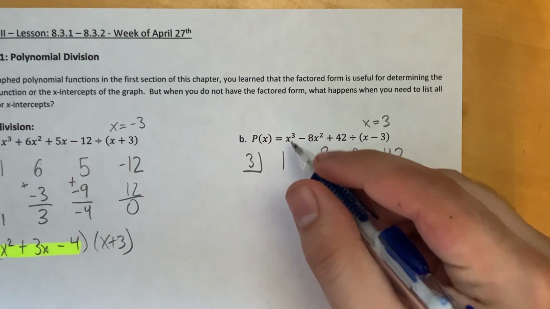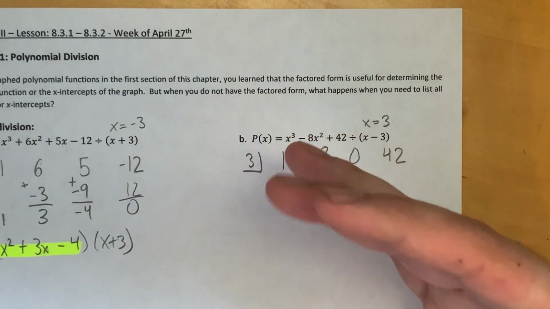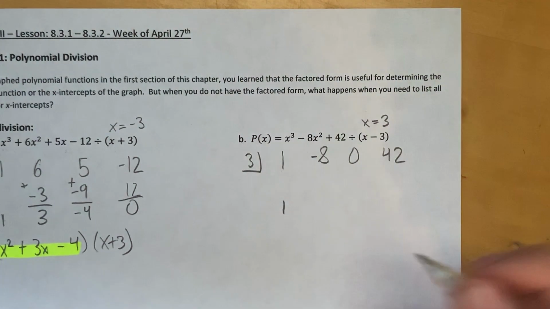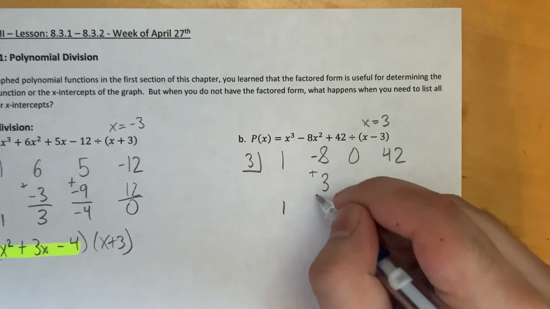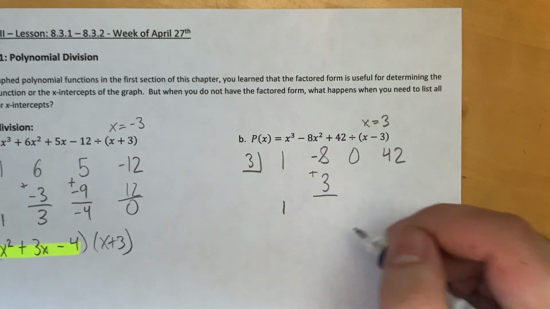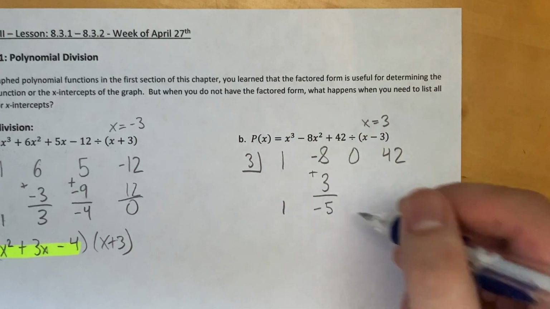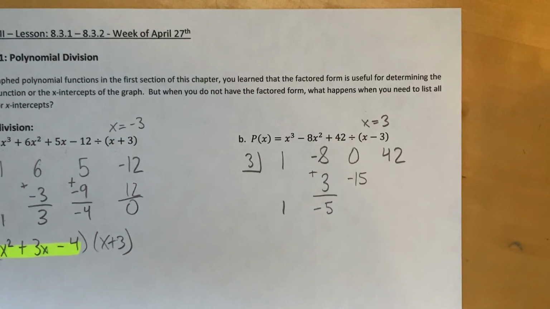And then what do we do with the leading coefficient? It could be anything, but for all of these in this section, it's going to be 1. So we're just going to drag the 1 down. 3 times 1, 3. And what we're going to do, we're going to add them. So we're going to get negative 8 plus 3, which gives you negative 5. Negative 5 times 3, negative 15.